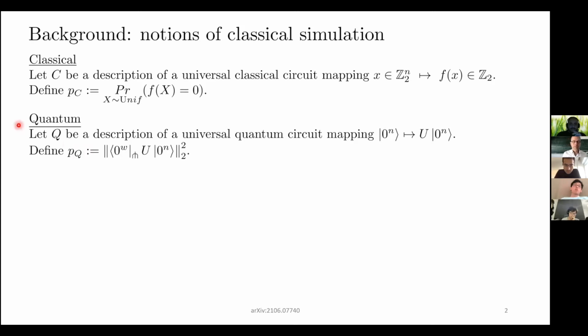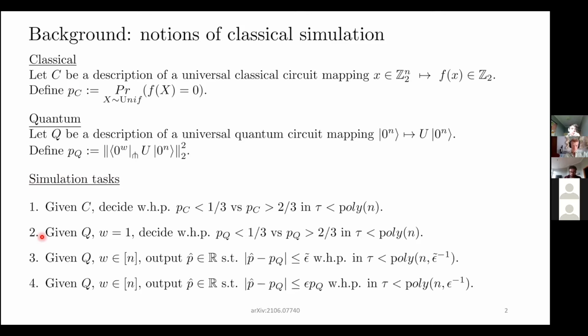So an analogous quantity is defined here, PQ, and this takes in a description of a quantum circuit, a universal quantum circuit, which describes some unitary that maps your initial state to some final state. And this description also tells you how many qubits you measure. So you measure the first W qubits of this state, and this PQ is the probability that you see the all 0 outcome on the measured qubits. Okay, and that quantity is given by the squared 2-norm of this quantum state. So that defines two different probabilities.